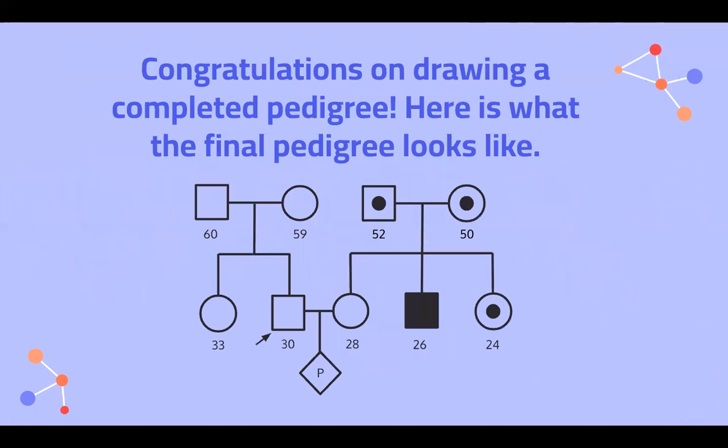So congratulations, you have completed the entire pedigree for Bob and Jillian's family. This is what the final pedigree looked like, and feel free to reference it as we move forward into additional questions.